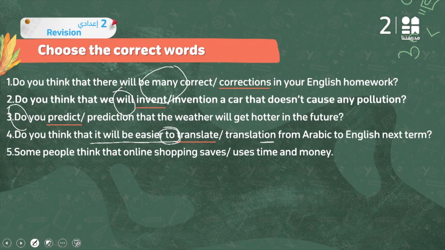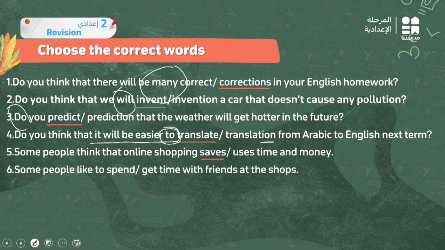So here, some people think that online shopping, can you remember online shopping? We talked about it. اللي هو لما بشتري حاجة online أو عن طريق الإنترنت. Okay? Some people think that online shopping saves or uses time and money. Is it saves or uses? Saves يعني بيوفر في حاجة في وقت أو فلوس و uses يستخدم. Definitely it saves. When I say save time يعني بيوفر وقت. Save money بيوفر فلوس.